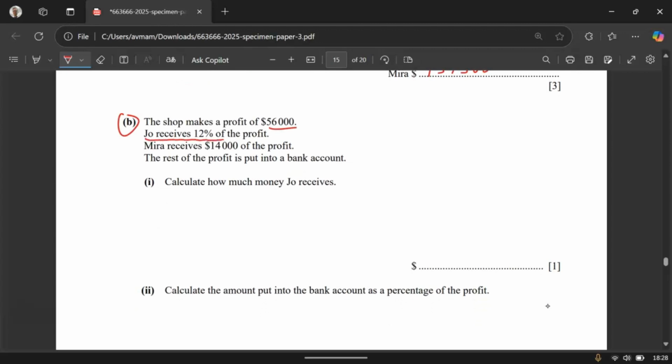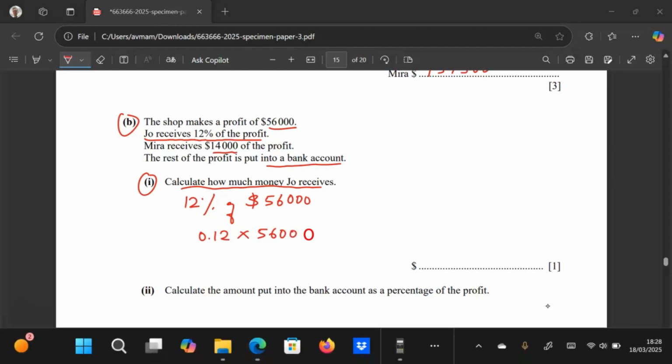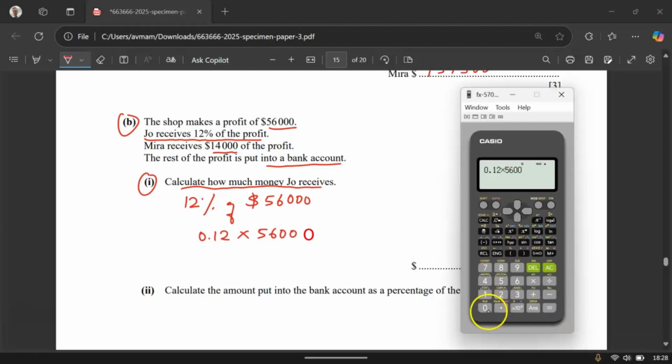The shop makes a profit of $56,000. Joe receives 12% of the profit. Mira receives $14,000 of the profit. The rest of the profit is put into a bank account. Number 1, calculate how much money Joe receives. He receives 12% of $56,000. So 12%, the multiplier is 0.12. So 0.12 times 56,000 will give you 6,720.